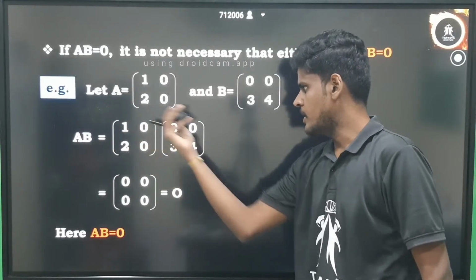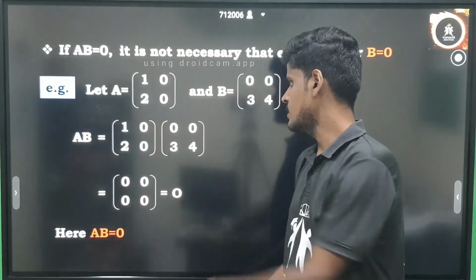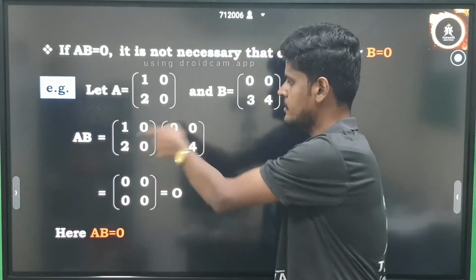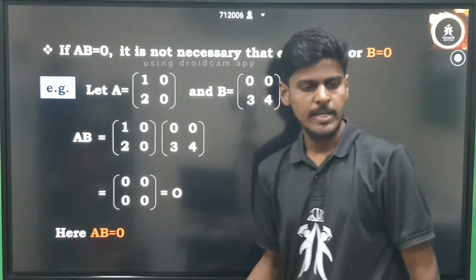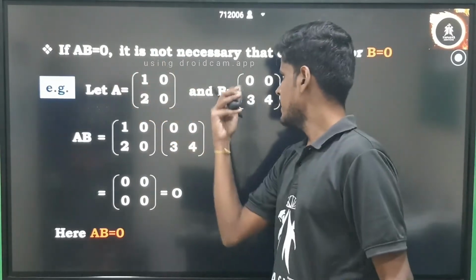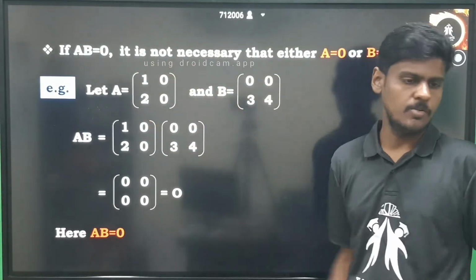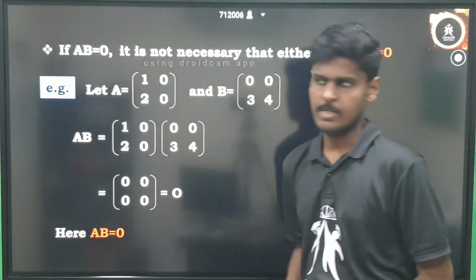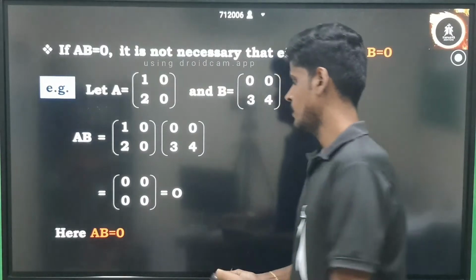When we multiply 1 into 0 is 0 plus 0, 0, 0 plus 0 is 0, 0 plus 0, 0, 0 plus 0, 0. So what is the answer? 0. AB is 0, but A and B are non-zero matrices. Here one row is 0, one column is 0. That does not mean this is 0 matrix. We already know what is 0 matrix. All the elements in the matrix should be 0.